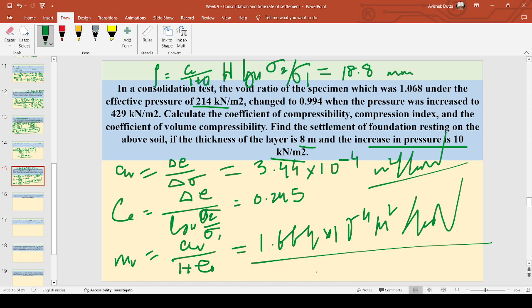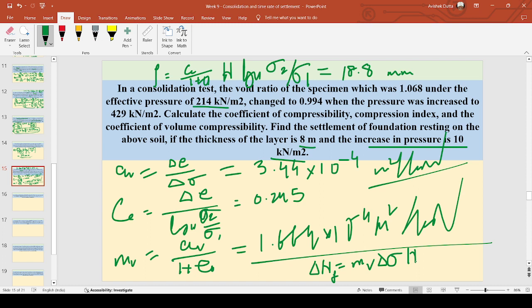Okay, let us see. Del H is the ultimate settlement. This formula, mv del sigma into H, is the ultimate settlement. So I'm just calculating: it is 1.664 into 10 to the power minus 4, that is mv, into del sigma. Del sigma is 10 kilonewton per meter square, into H.